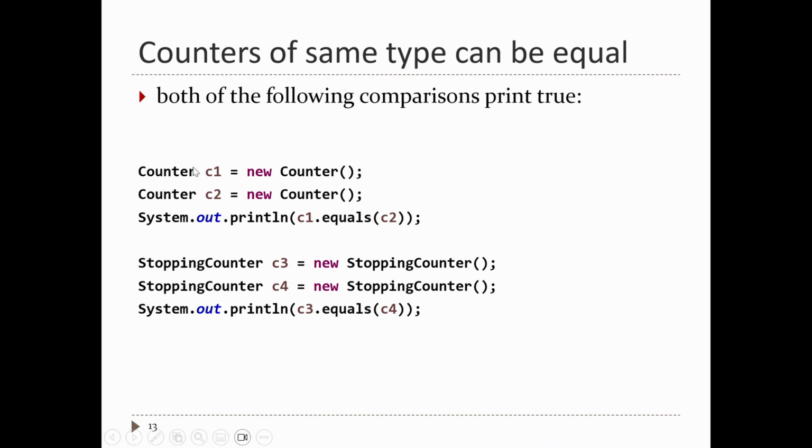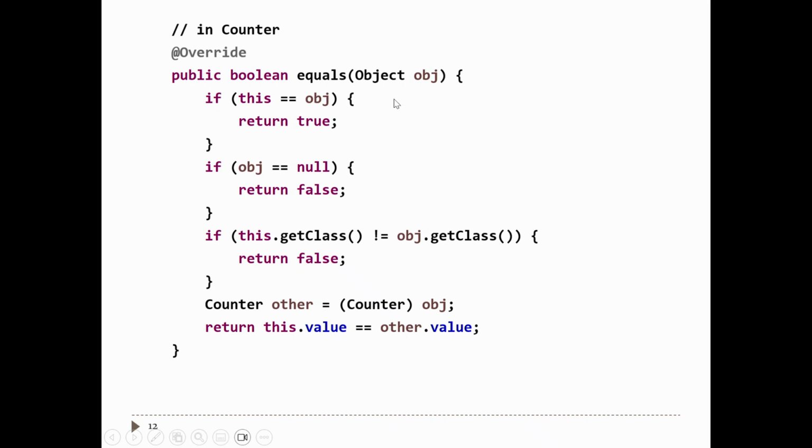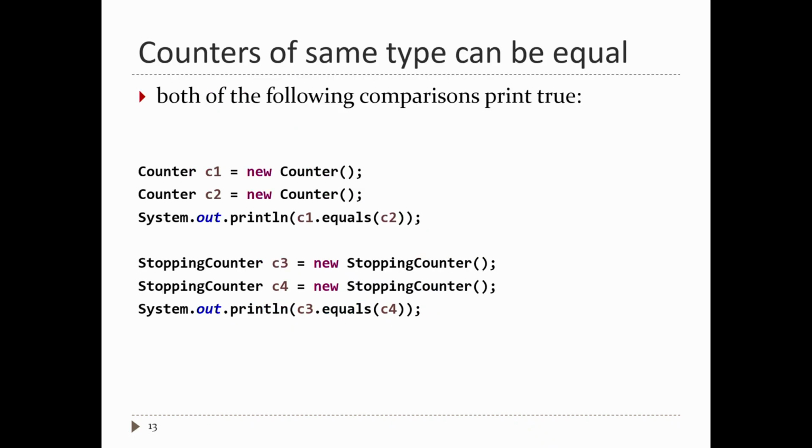So here, if you make two counters, C1 and C2, it's the right-hand side that matters here. So I make a new counter and a new counter, and I ask, are they equal? This is going to be true. Both objects are counters, and both values are 0. Now, if you use stopping counter, you still get back true. Remember, StoppingCounter inherits equals from Counter. So StoppingCounter inherits a version of equals that looks like this.